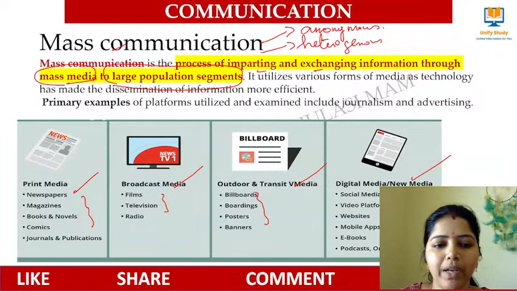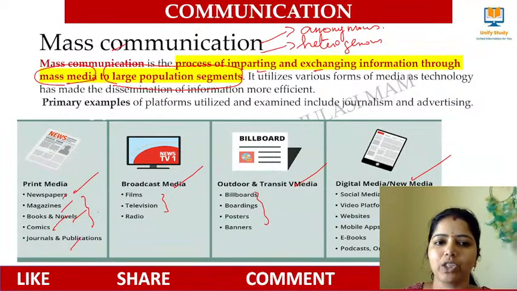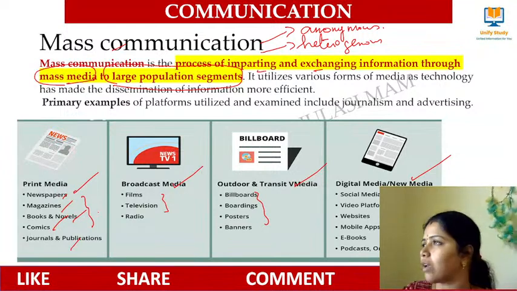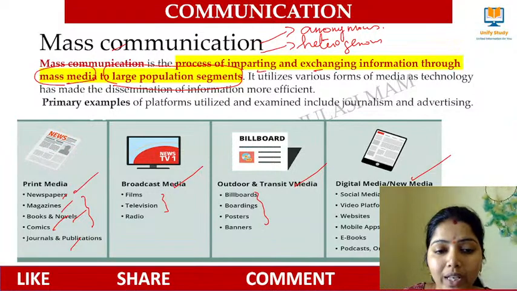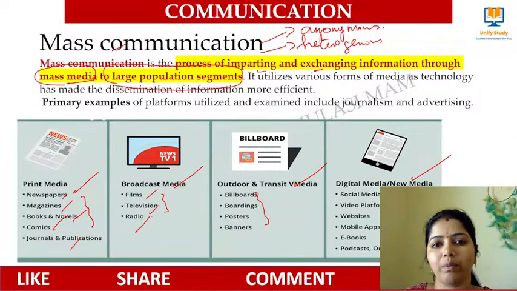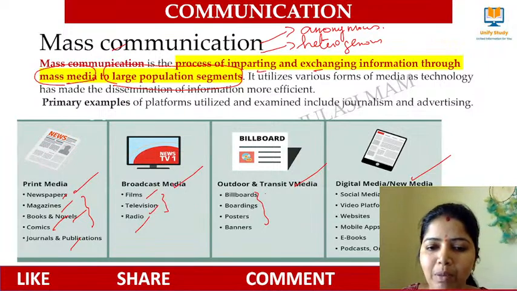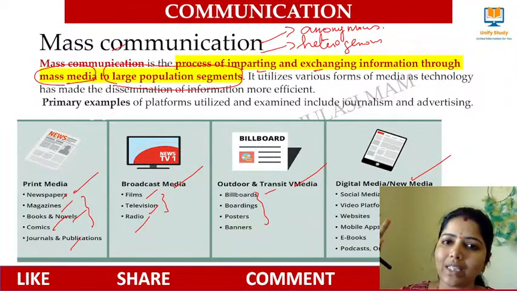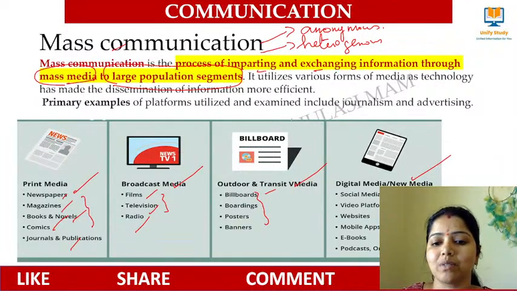So print media will be a kind of mass media: newspapers, magazines, books, novels, comics, journals, publications. These are printed and spread to a mass number of people who will be reading their content. Broadcast media is films, television, radio. It comes under broadcast media. They broadcast, right? And the billboards. Billboards means what? The hoardings, the flyers, right? All those things, posters, banners, that are outdoor and transit media.